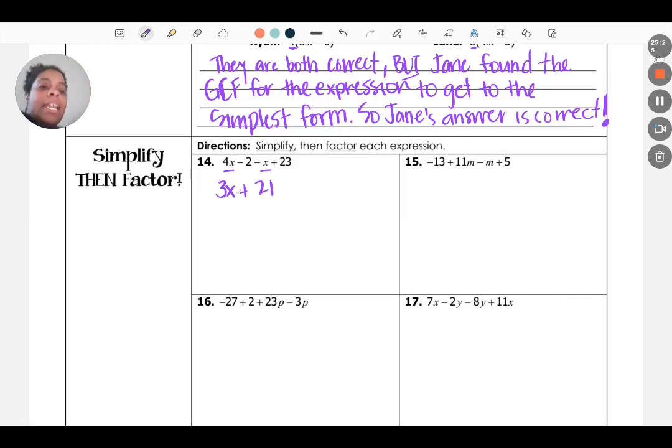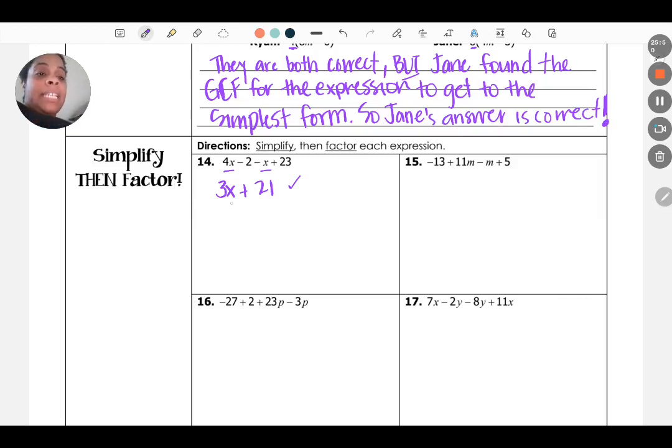All right, now that I have 3x plus 21, I need to factor. So I simplified it first, and now I need to factor it, okay? The greatest common factor can't be bigger than 3, because any number above 3 won't go into 3. And 21 is a multiple of 3, yay!